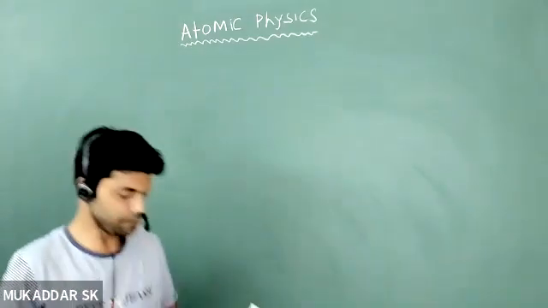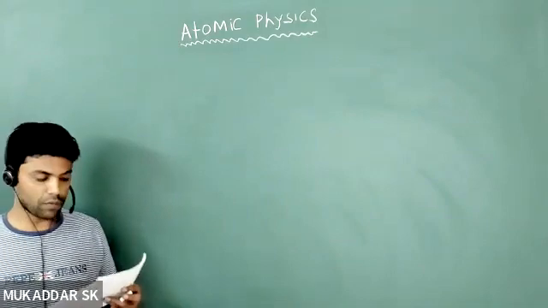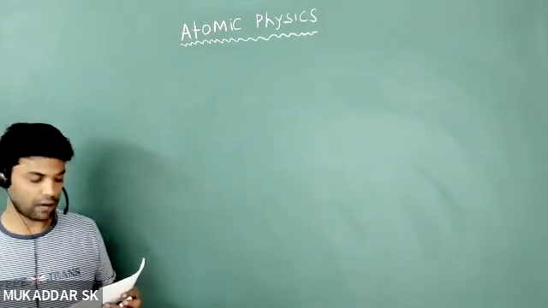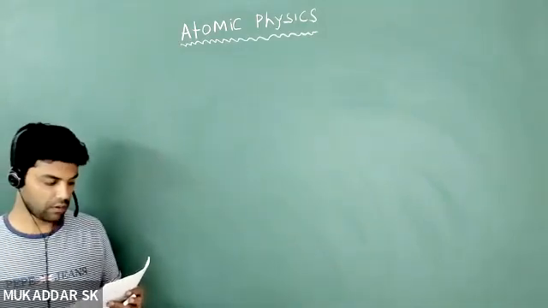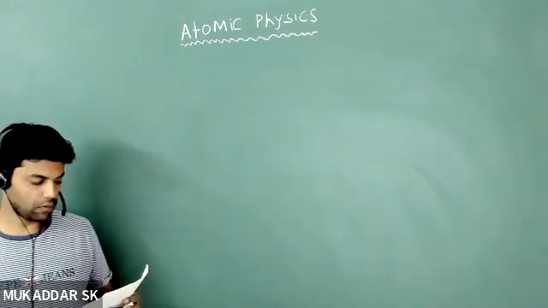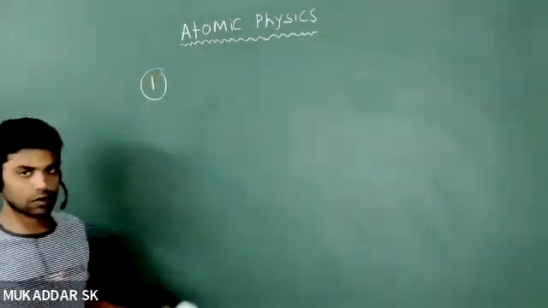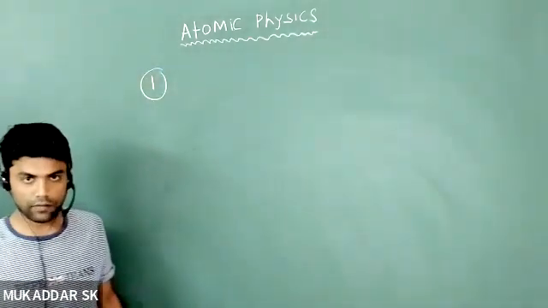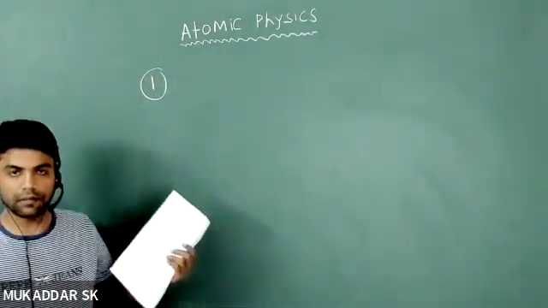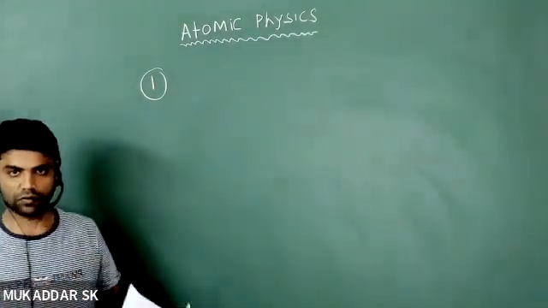So in the first problem, they have given that a meson is captured by a proton to form a hydrogen-like atom, that is muonic hydrogen. Then you have to calculate the radius of the first Bohr orbit. It's a very simple problem. I think you people have done this problem. So for any hydrogen-like atom or any finite mass nucleus, what you have to do? First, you have to calculate the reduced mass.